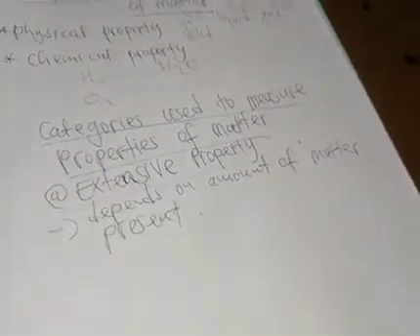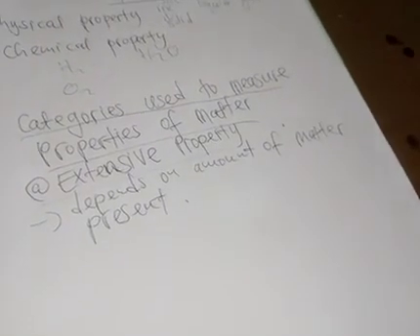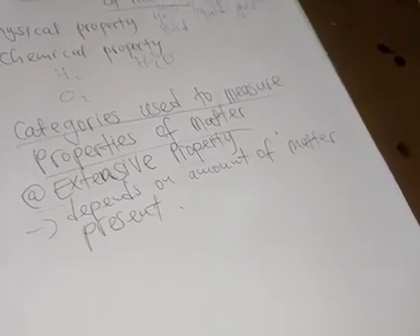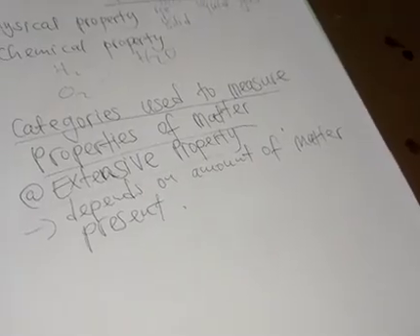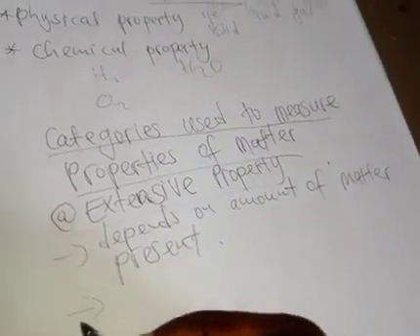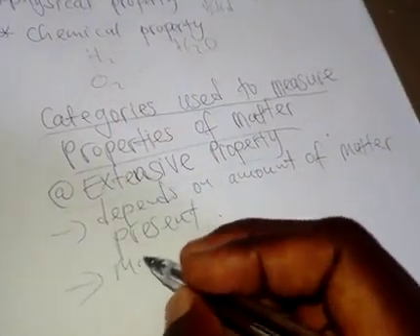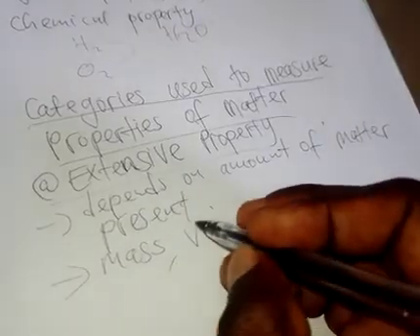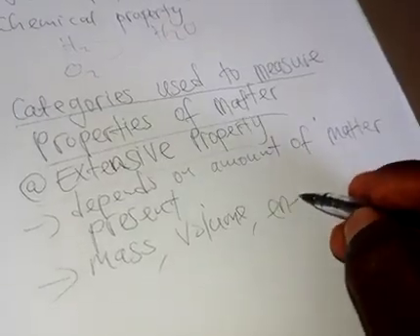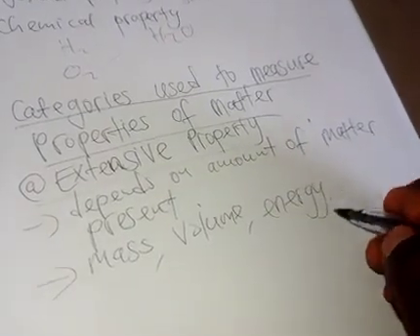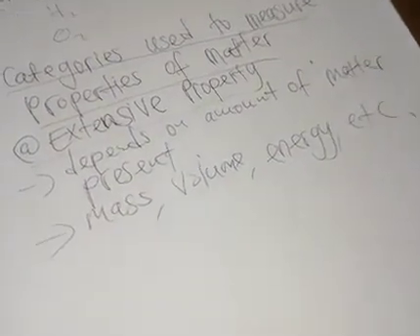Okay, so this one depends on the amount of matter present. What does this mean? This simply means that the more matter we have, the more mass. Examples of extensive properties of matter are mass, volume, and energy. These are simply some of the examples: mass, volume, and energy.